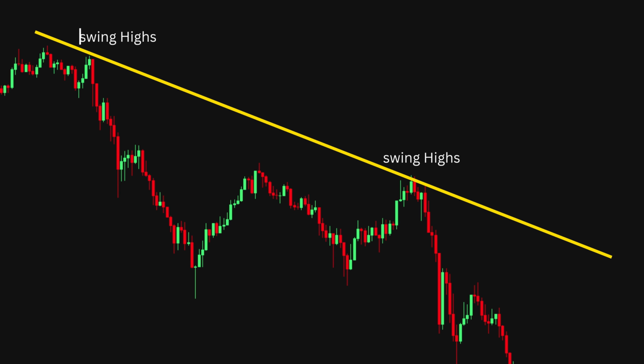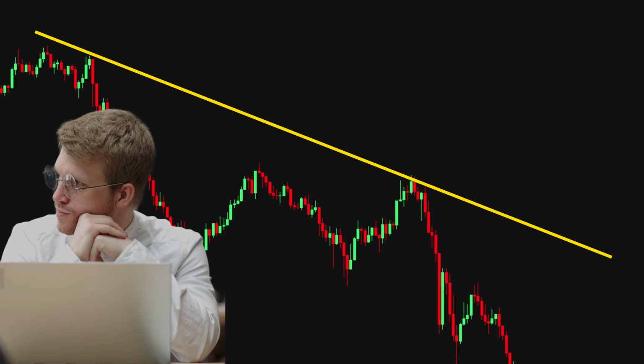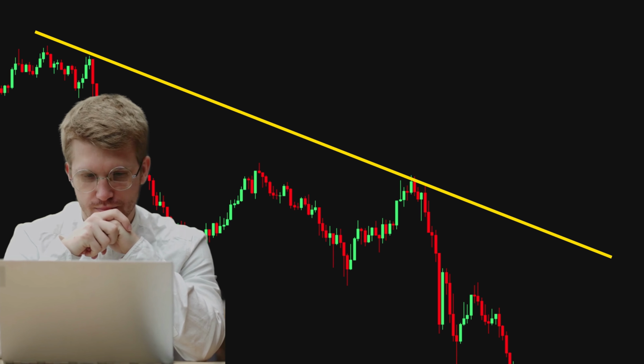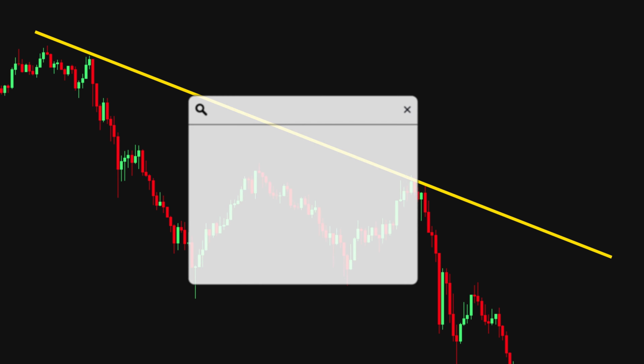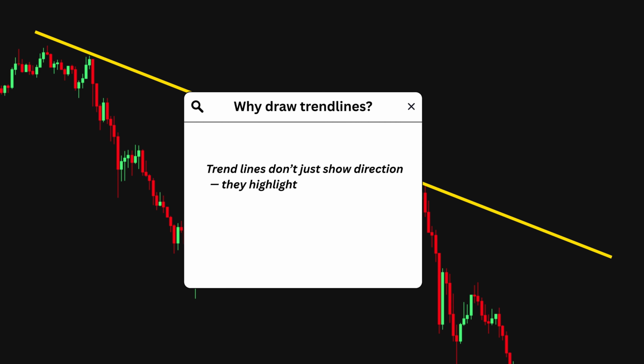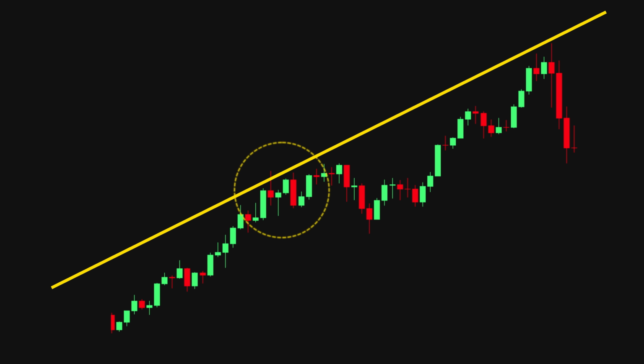Now you might be thinking, if the trend is already visible on the chart, why bother drawing a trend line at all? The reason is simple. Trend lines don't just show direction. They highlight potential reaction zones. When price repeatedly reacts from the same area, that area becomes important. A trend line helps visualize that pattern. It shows us where price has historically bounced and where it might react again in the future.